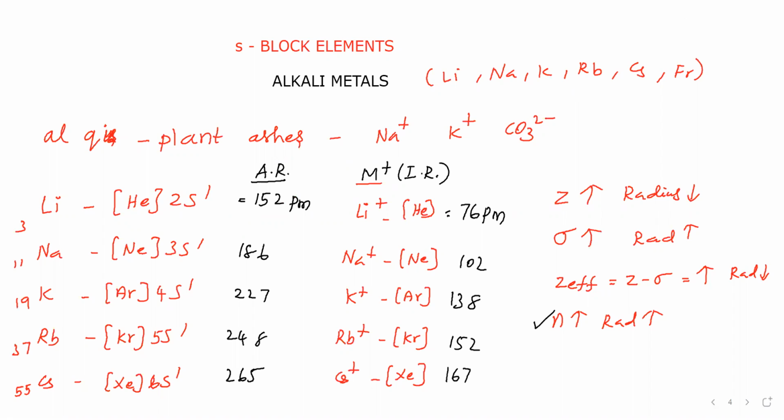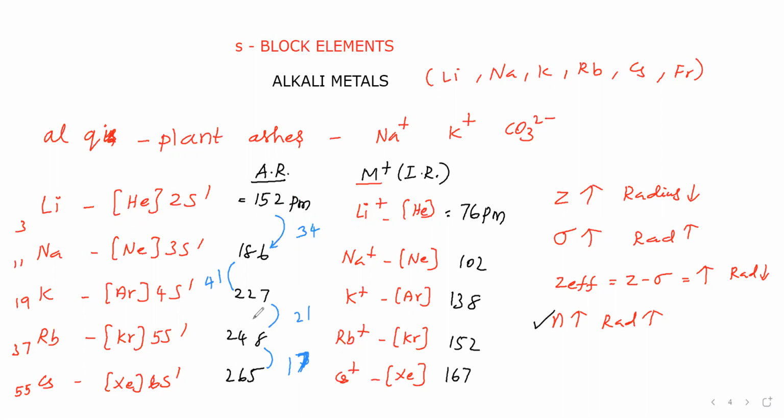In the atomic radius, if you see, sodium and lithium difference we will see. Sodium and lithium difference 34. Then sodium and potassium difference we will see, 41. Then rubidium and potassium difference 21. Cesium and rubidium difference here 17. Difference is this much.